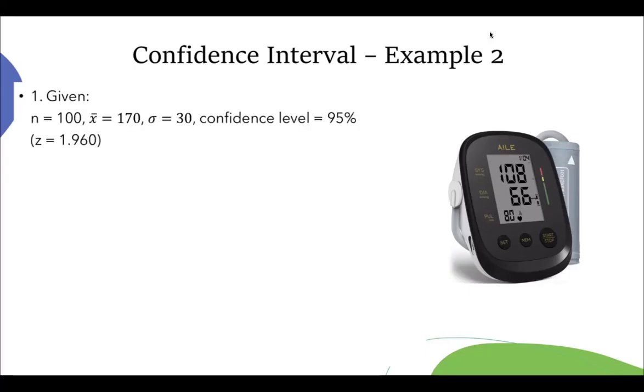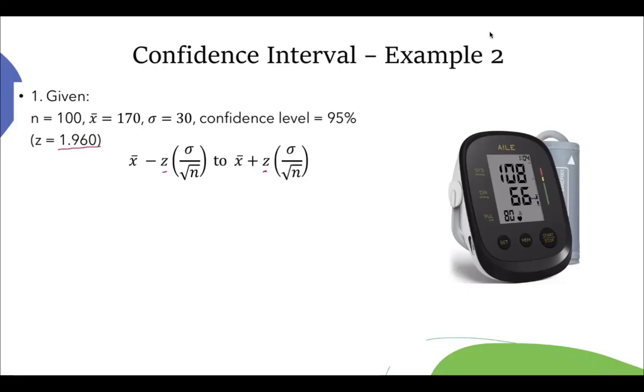Okay, so let's start with what we are provided. N equals 100, X bar is 170, sigma is 30, and for the confidence level of 95, we want to remember that our z-score is 1.960. That will be a negative on the left for the lower end of the confidence interval and a positive on the right for the upper end. So we're going to use the negative z over here and a positive z over here, and here's our formula. Let's plug into our formula.